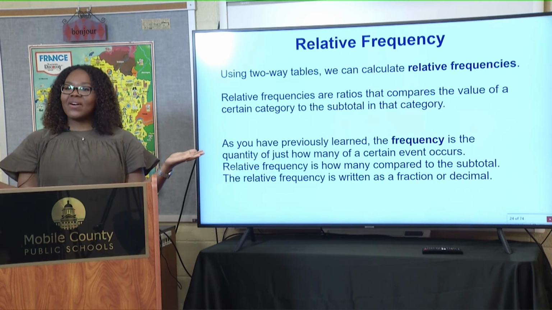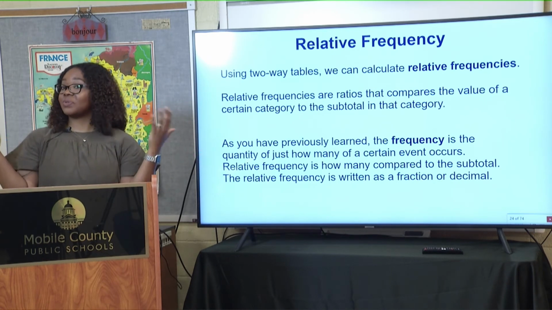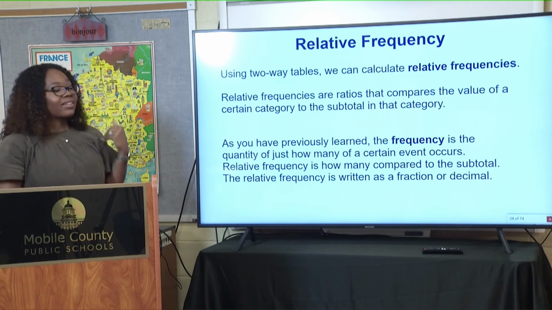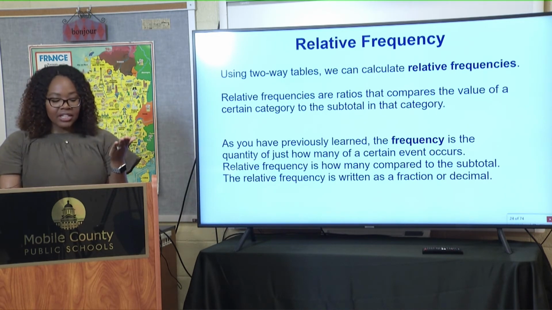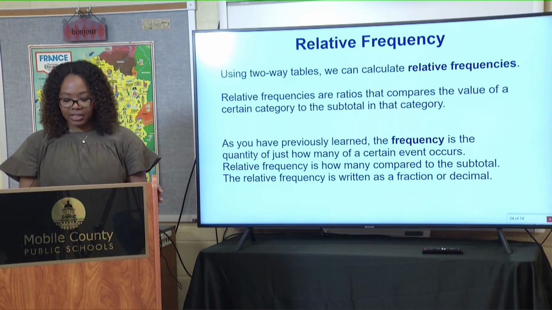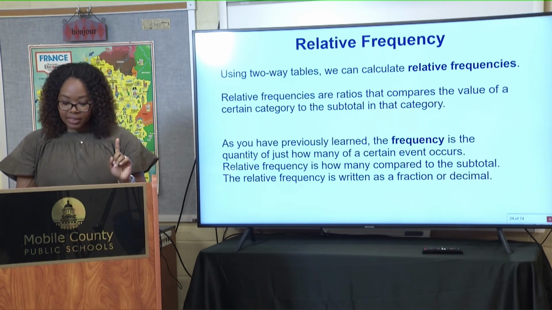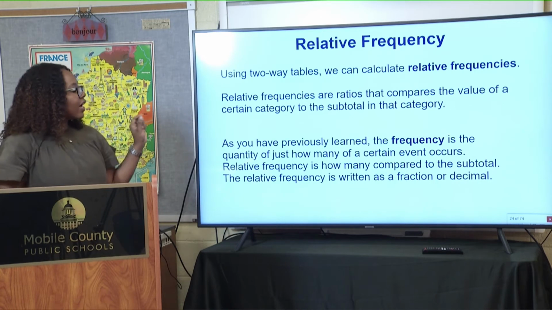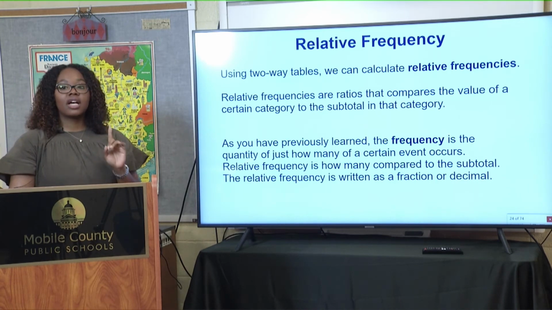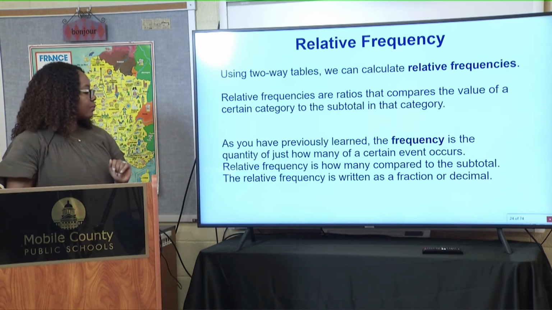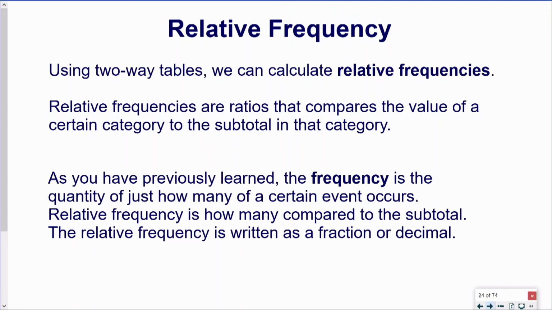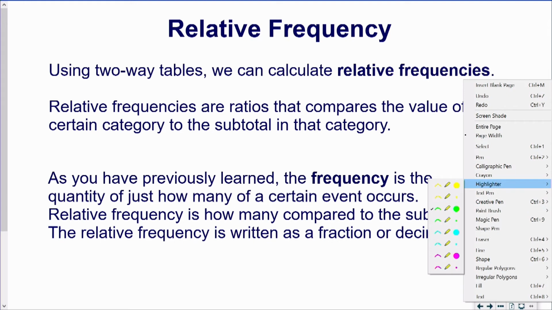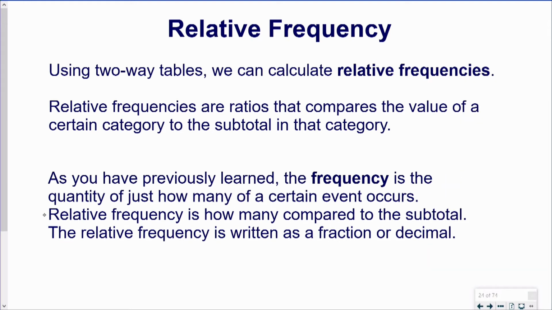Okay, now that we know how to fill out a two-way table and how to read a two-way table, we can now calculate relative frequencies. Using two-way tables, we can calculate relative frequencies. Relative frequencies are ratios that compare the value of a certain category to the subtotal in that category. As you have previously learned, the frequency is the quantity of just how many of a certain event occurs. Now, here's the important part. Relative frequency is how many compared to the subtotal.